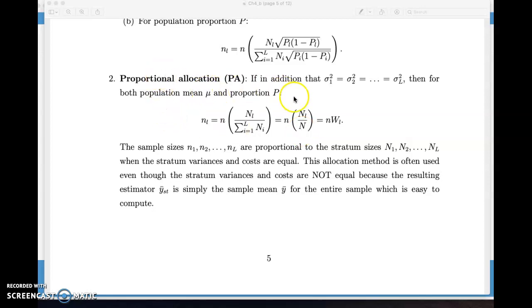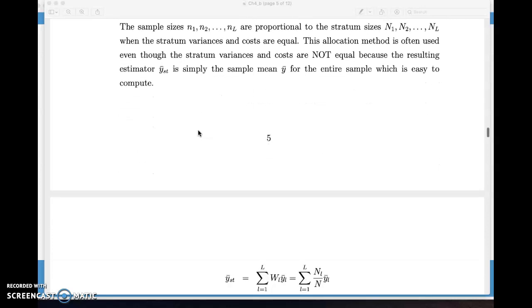The proportional allocation is very convenient. Sometimes if we don't know the variabilities of the strata, and we don't know the cost of collecting the data, we could use proportional allocation. Even though sometimes we know that the stratum variances and the costs are not exactly equal, people still want to use proportional allocation because it is very easy. It just considers the factor of the population size.